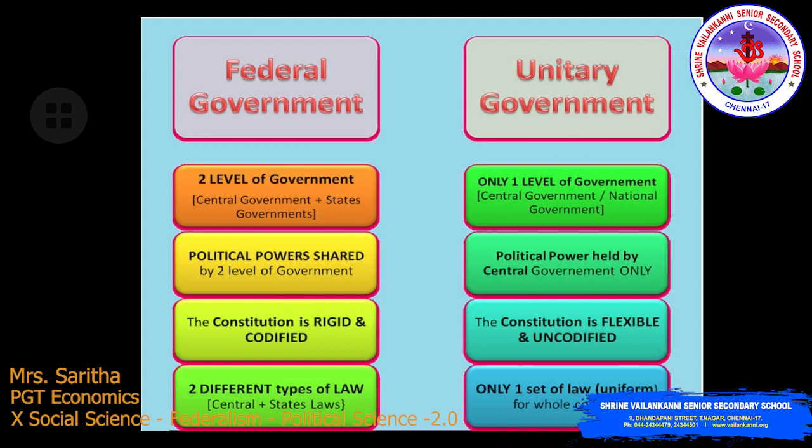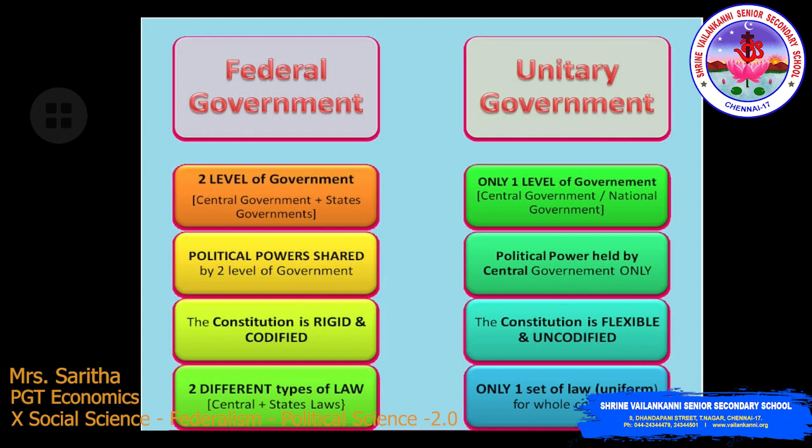Now, federal government versus unitary government. Federal government: two levels of government, central government and state governments. Unitary: only one level of government, the central or national government. Second point: in a federal system, political power is shared by two levels of government, central as well as state. But in a unitary system, it's not like that. The power is held by the central government only.